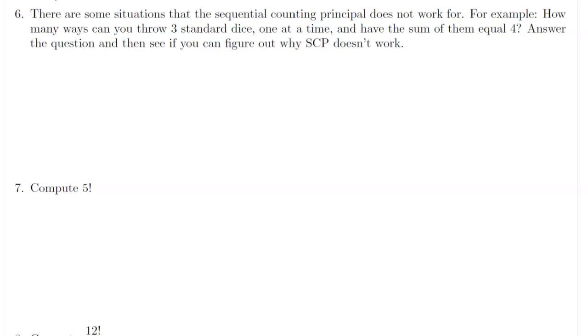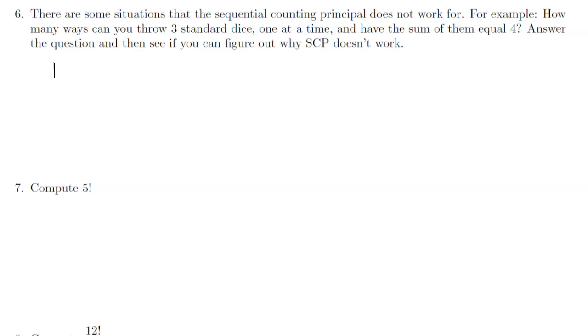For example, how many ways can you throw three standard dice, one at a time, and have the sum of them equal four? This is a pretty fun question to play around with on your own first. So standard dice just means the dice that have six different faces on them, a 1, 2, 3, 4, 5 through 6. So what we're doing is we're throwing the dice down and we're going to add up the total of what we rolled.